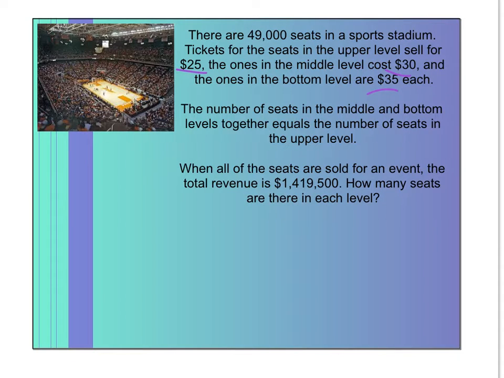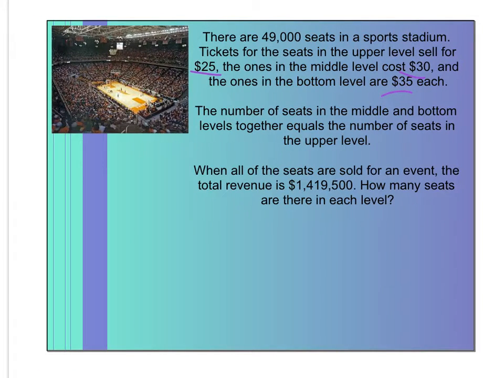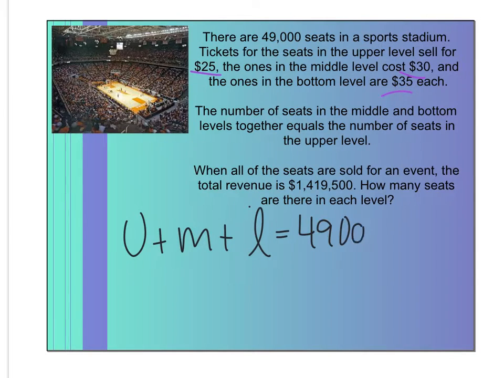So if we go upper plus middle plus lower, it equals 49,000. All right, the total number of seats in the middle and bottom, or the middle and lower, let's do that. We'll call this, instead of lower, we'll just call it bottom. So the middle and the bottom together equals the upper. So upper equals M plus B.